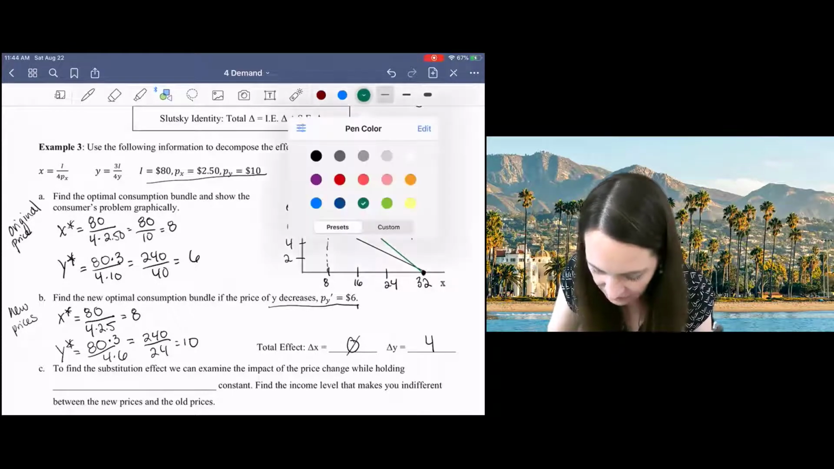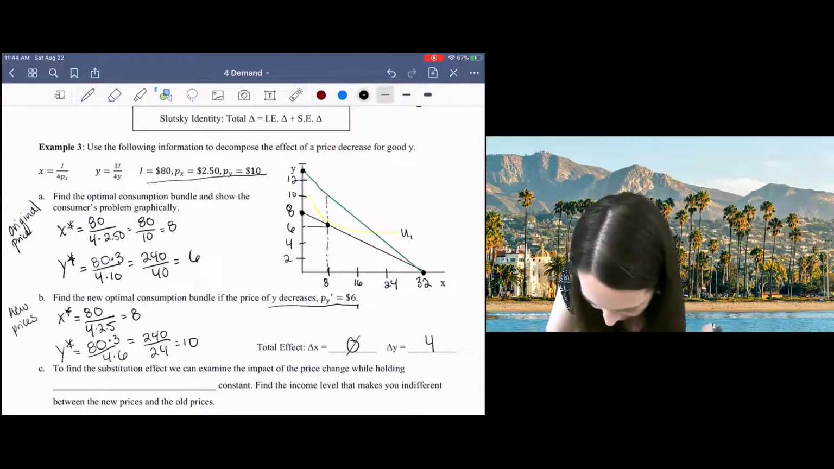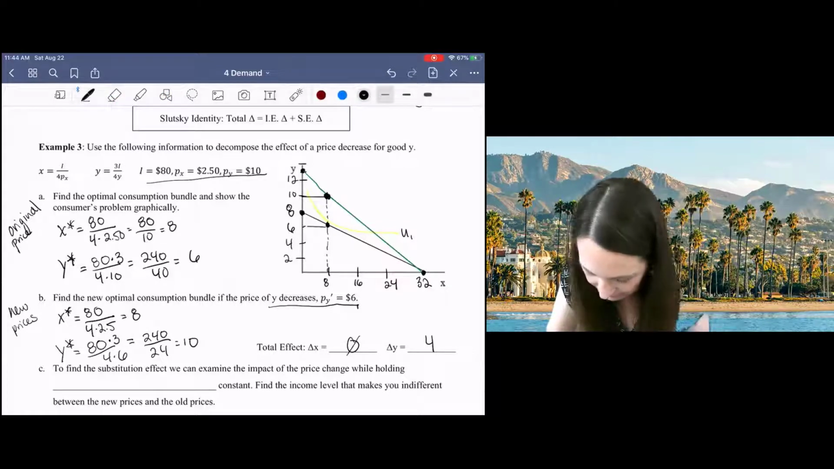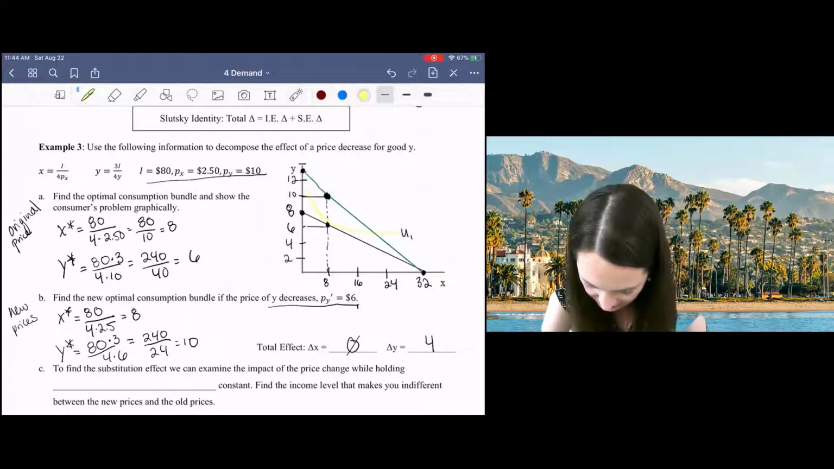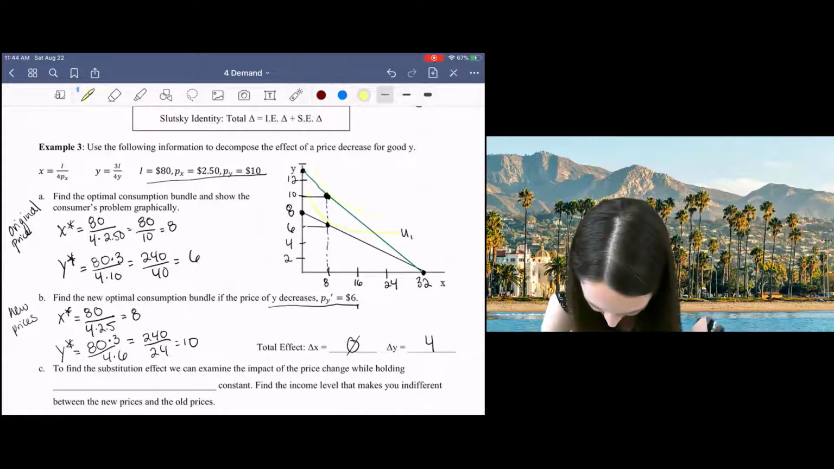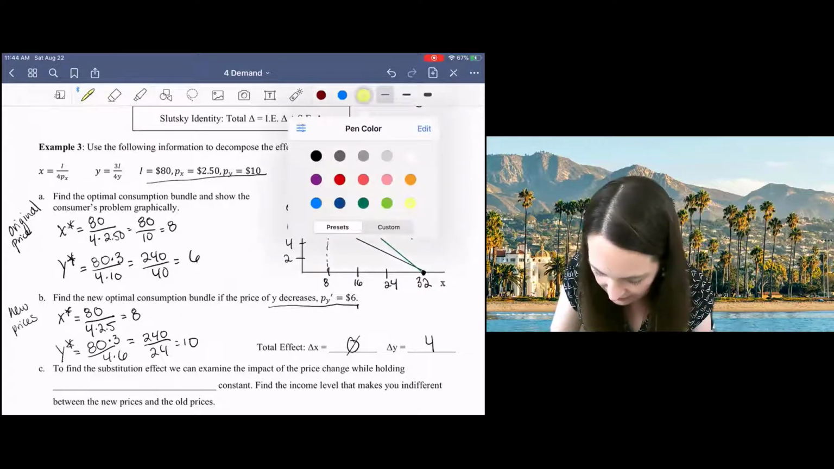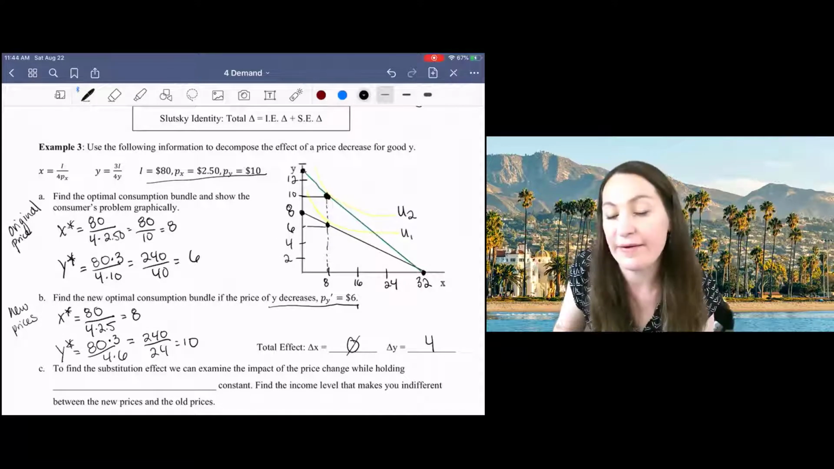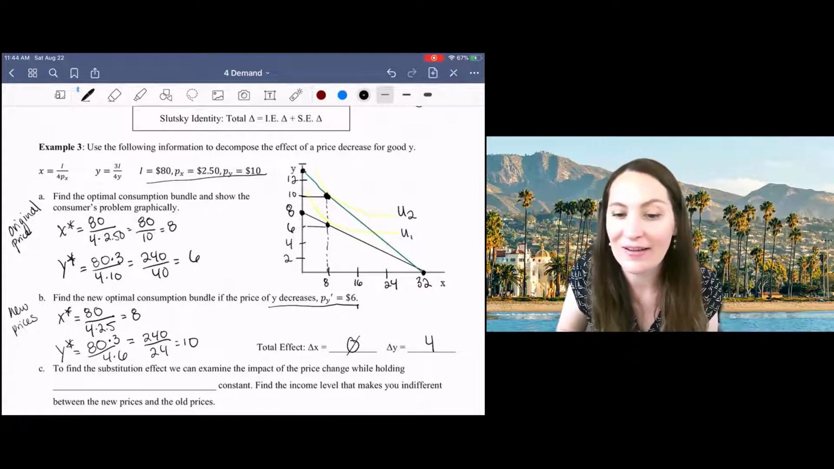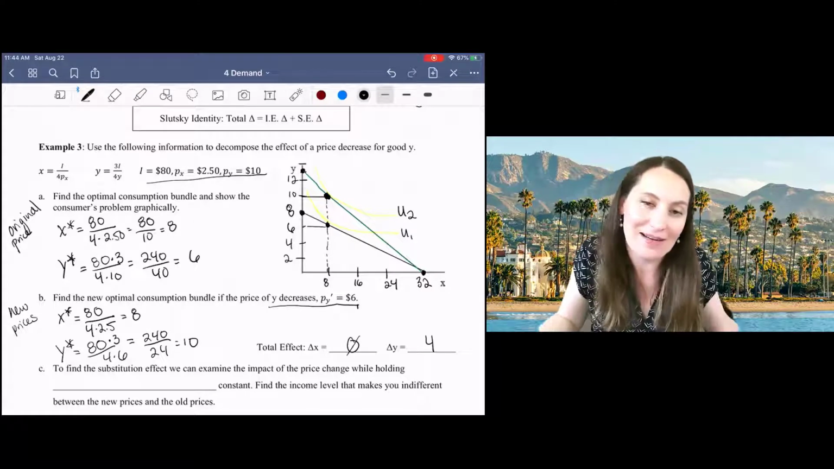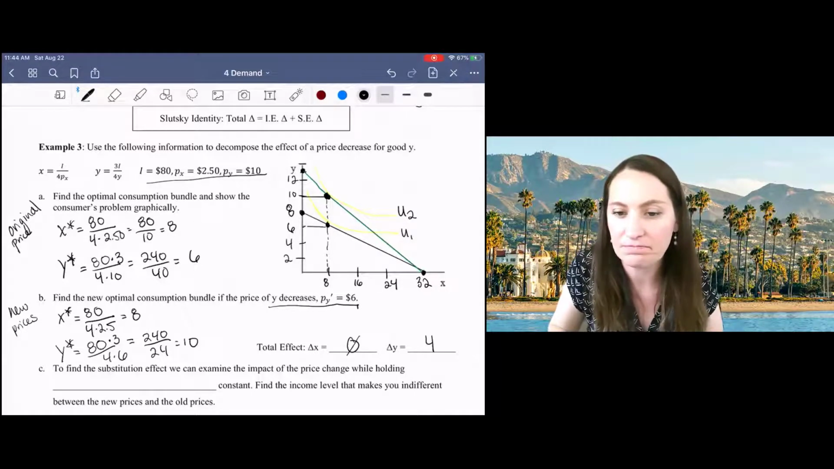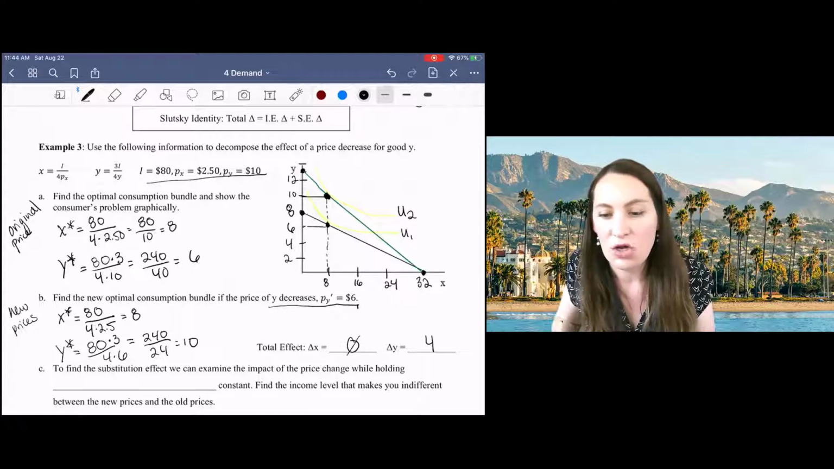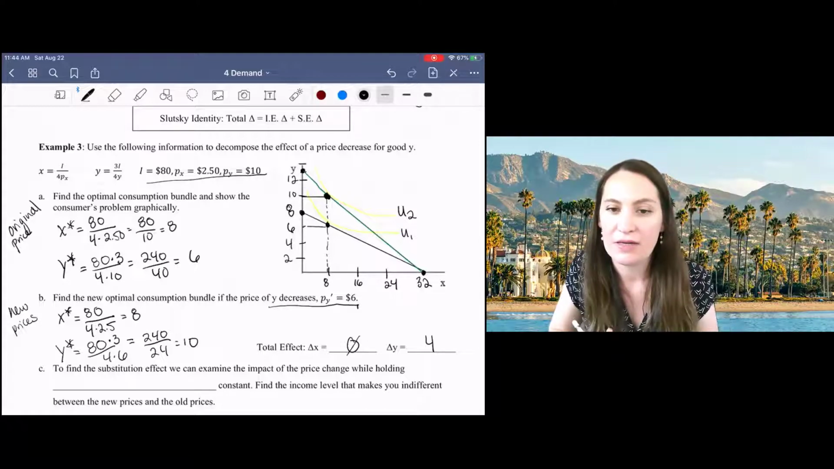And my new consumption bundle will be 8x and 10y. Just over here. And again, there's some indifference curve that is tangent at that point. Of course, I'm going to be on a higher indifference curve here. My utility will increase because prices went down. I get to consume more. That makes me happier.